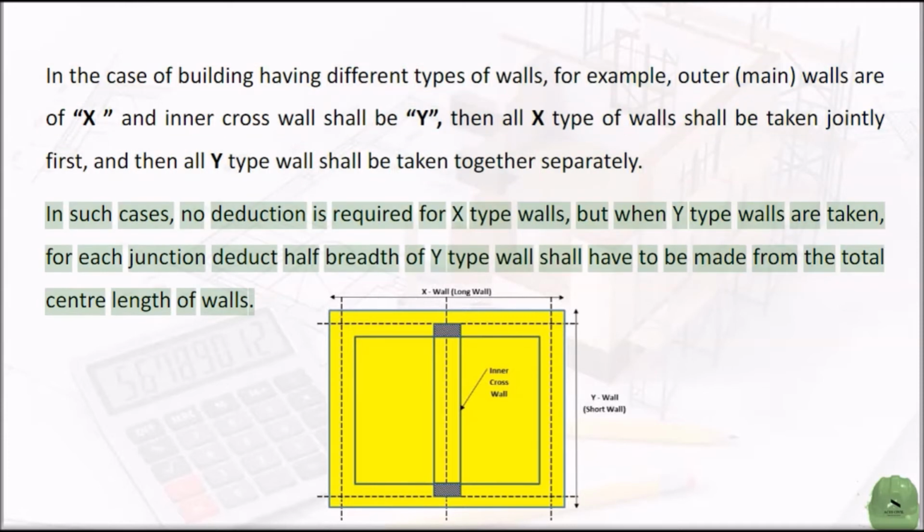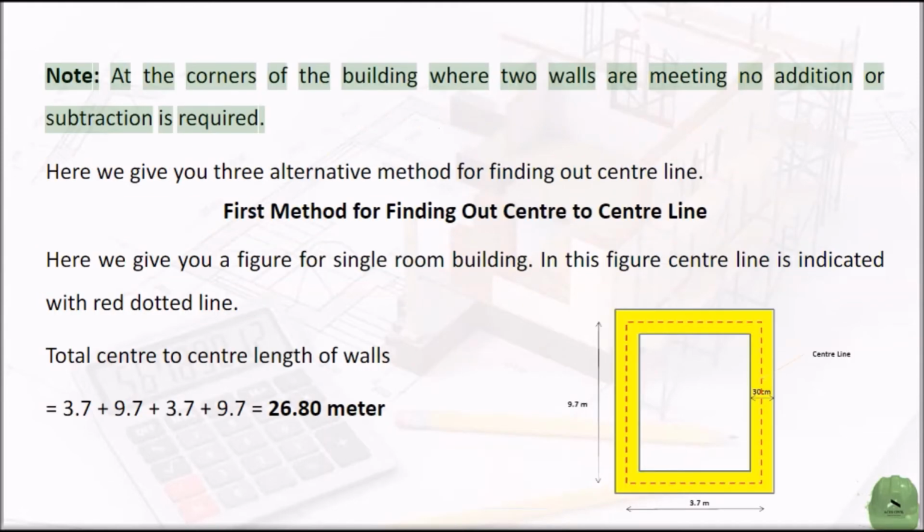In such cases, no deduction is required for X type walls, but when Y type walls are taken, for each junction, deduction of half breadth of Y type wall shall have to be made from the total center length of walls. Note: at the corners of the building where two walls are meeting, no addition or subtraction is required.